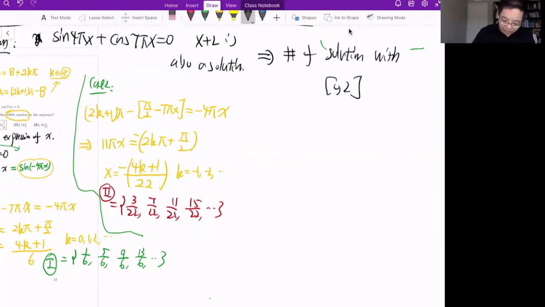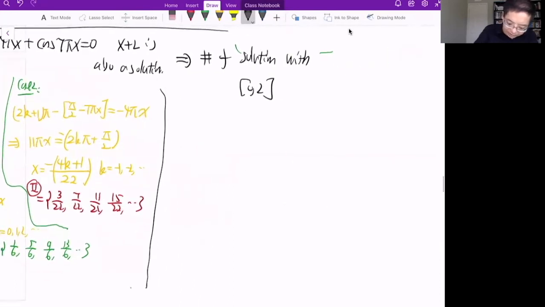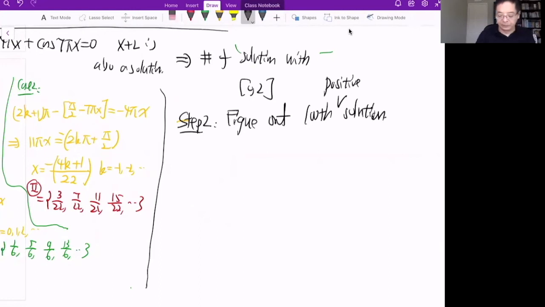Okay, so let's draw it. Let me summarize and put it here. I have two categories of solutions. So now here is step 2. I need to figure out the 100th positive solution, right?